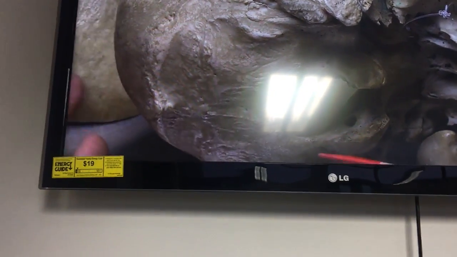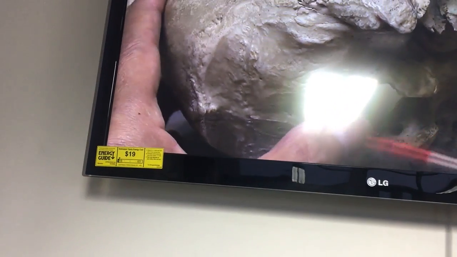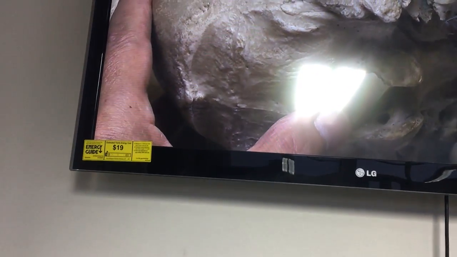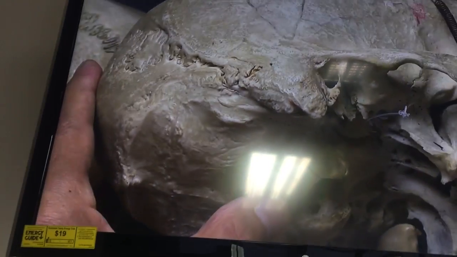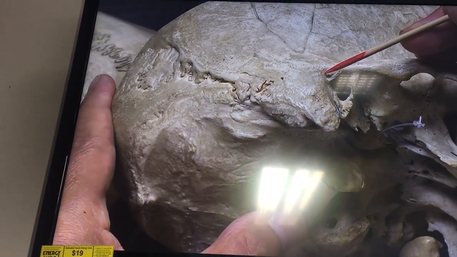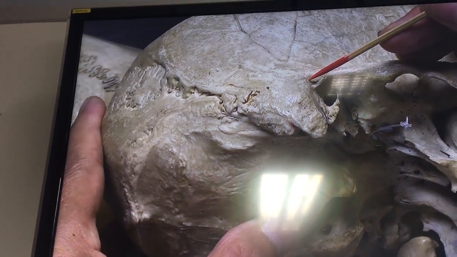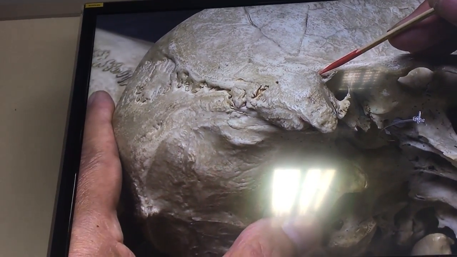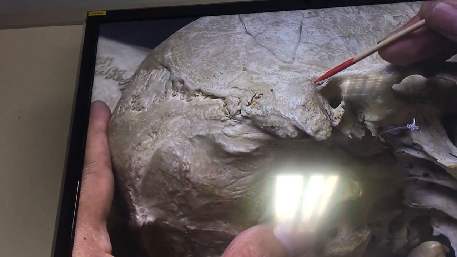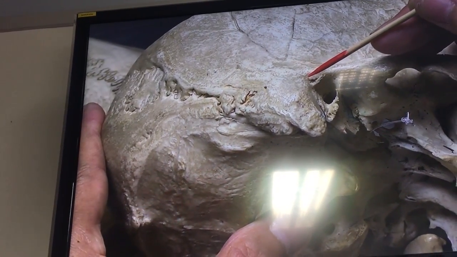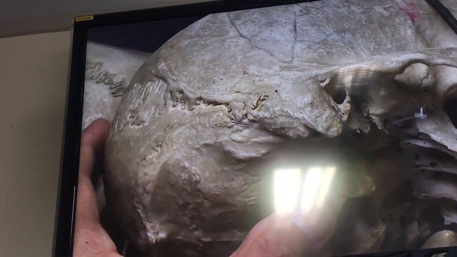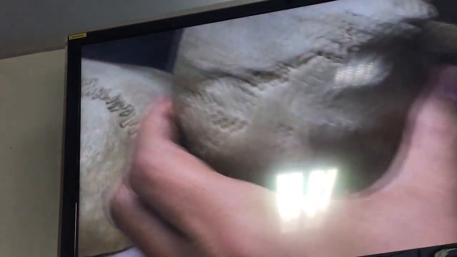MacEwen's triangle. Why that's important is because sometimes as a kid you have an abscess in the mastoid and you want to drain it, and that's a safe place to drain because you go down there into the mastoid antrum. It's about 15 millimeters deep over here. So, MacEwen's triangle.